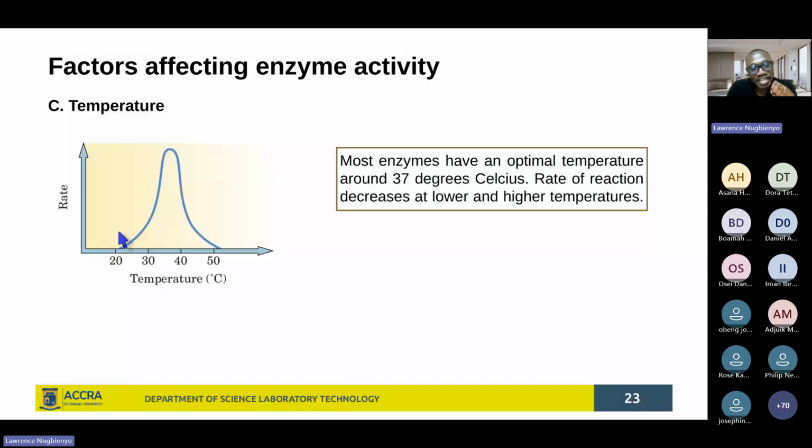Now, when the temperature increases above 37 degrees, you also see that the rate of the reaction is lowered. That's because we talk about the fact that you have denaturing of proteins. So enzymes that will be present at such high temperatures will get broken down. And once they are broken down, the reaction will not proceed. So the rate of the reaction reduces. So that's the effect of temperature.